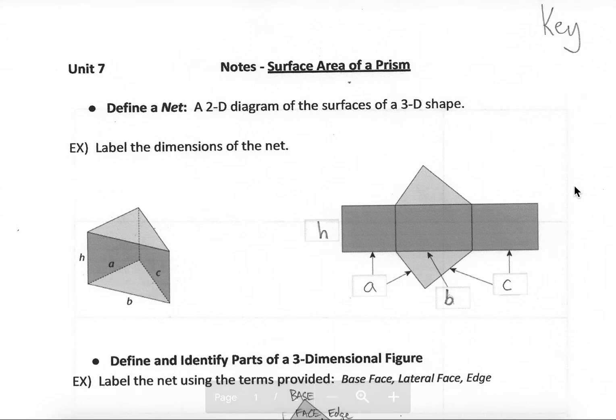In this video, we're going to be talking about how to find the surface area of a prism. First of all, let's describe something called a net. This is one method that you can use to help you find the surface area of any three-dimensional shape.